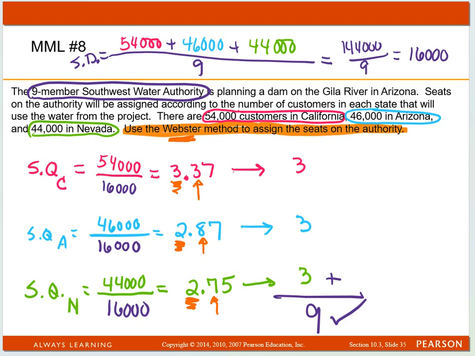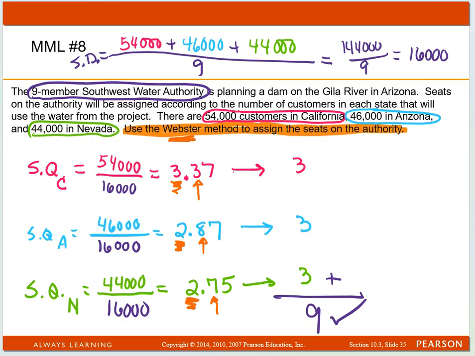I've assigned them. I think my math lab has little boxes asking how many seats will California get? 3. How many seats will Arizona get? 3. How many seats will Nevada get? 3. And you're done. I did not have to do any modifying on this.